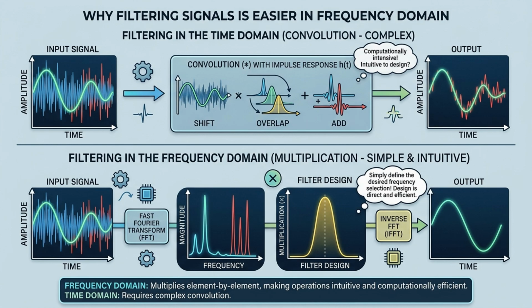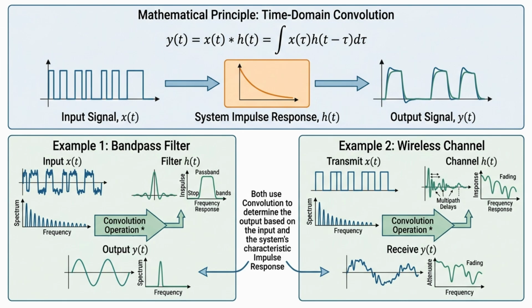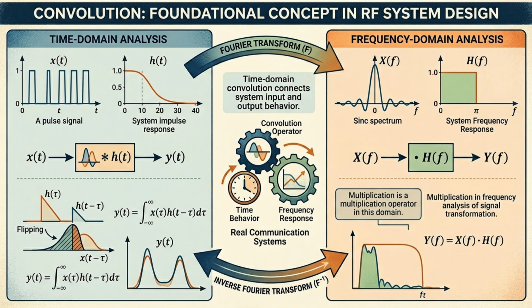In RF engineering, convolution describes how real signals are modified by physical systems such as filters, amplifiers, antennas, and communication channels. Every system has an impulse response that determines how it shapes incoming signals. For example, a bandpass filter selectively removes unwanted frequency components by shaping the output based on its impulse response. Similarly, wireless channels introduce delay, fading, and distortion, all of which can be modeled using convolution. Because of this, convolution is a foundational concept in RF system design.